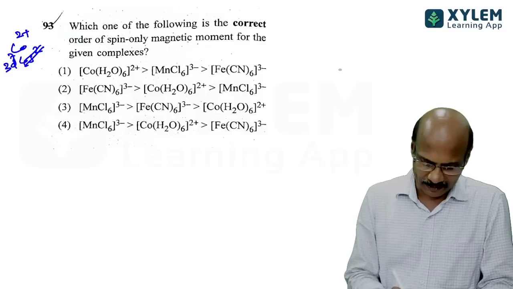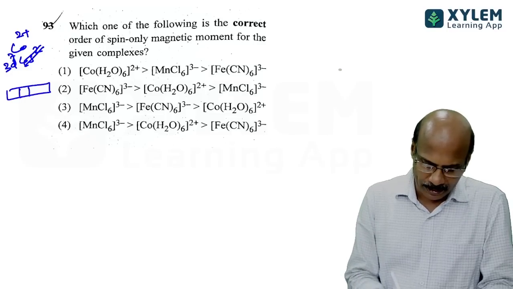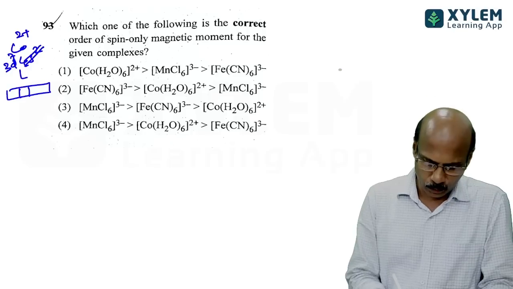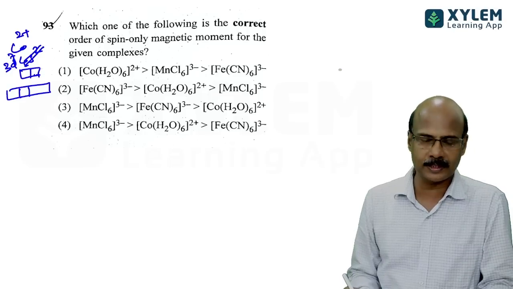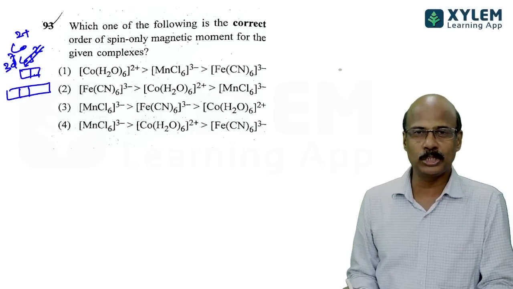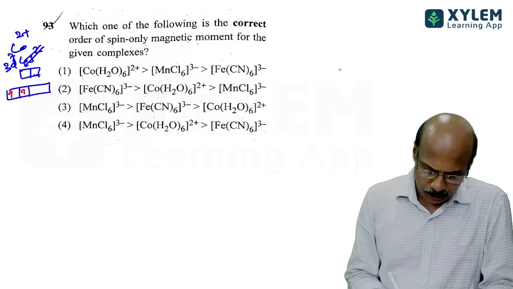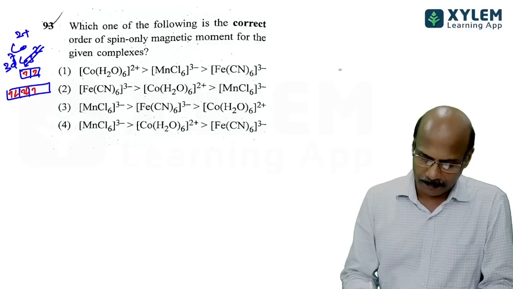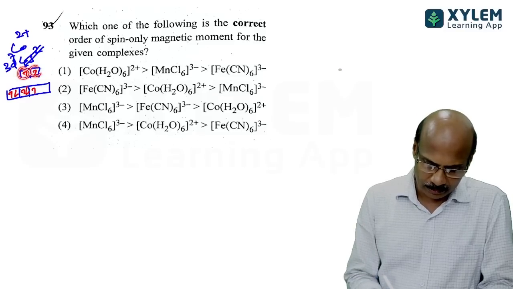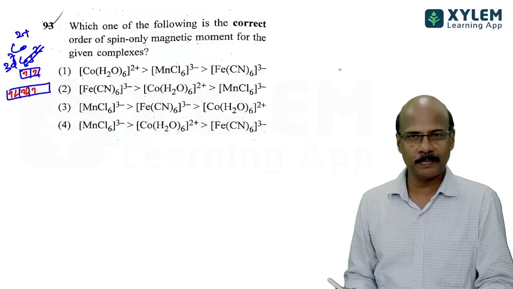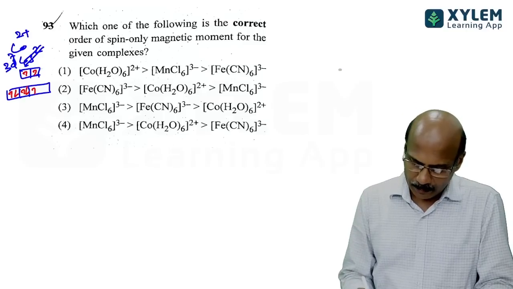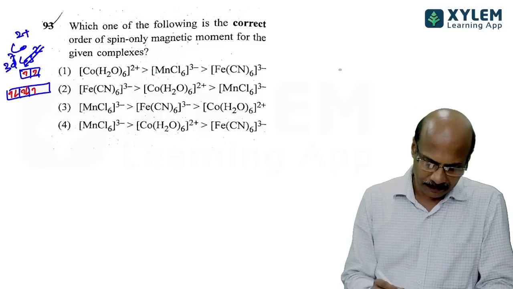Now 3d7. In 3d7, how many unpaired electrons are there? No doubt the unpaired electrons in this case is 5 because H2O is a weak ligand. So the 5 electrons, 1, 2, 3, 4, 5, 6, 7. How many unpaired electrons are there? There will be 3 unpaired electrons. Clear? Now we are coming to Mn3+.